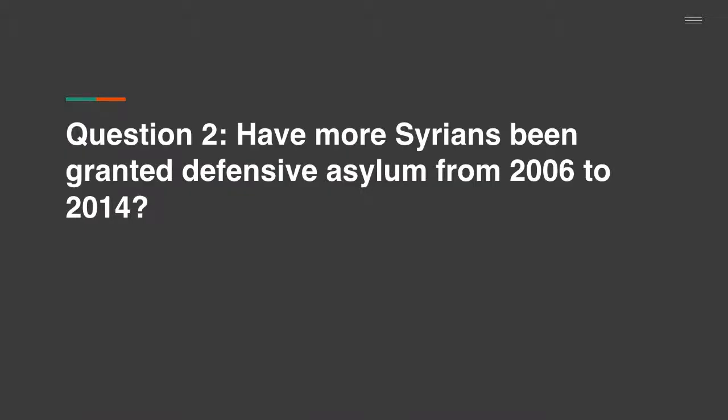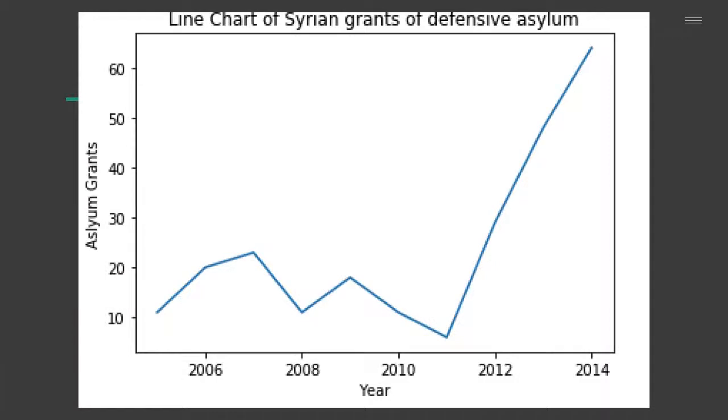And then the second question we're going to be going over is, have more Syrians been granted defensive asylum from 2006 to 2014? So to answer this question, we're going to be using a line chart, and we can see that the numbers have gone up, but they are very small relative to other countries. So they only have 60 total in 2014, whereas China in 2014 had around 4,000 or 5,000.